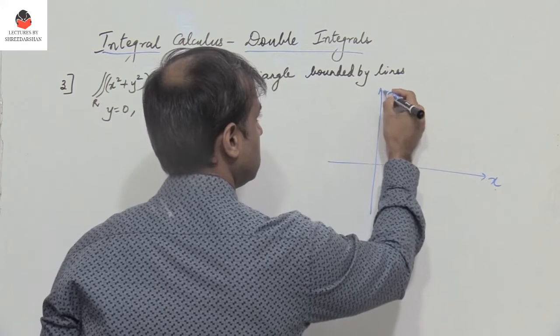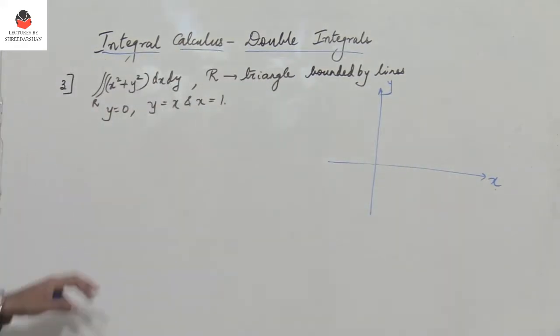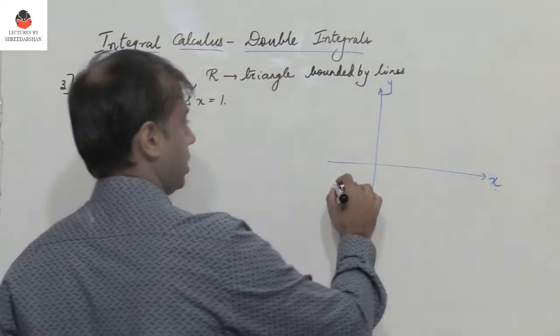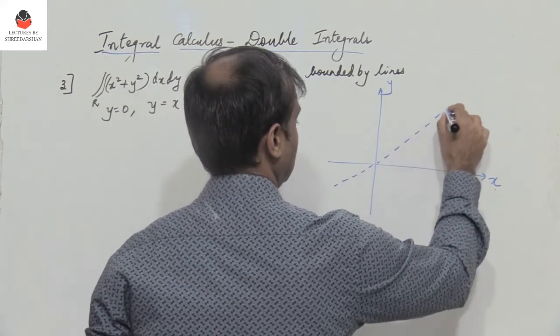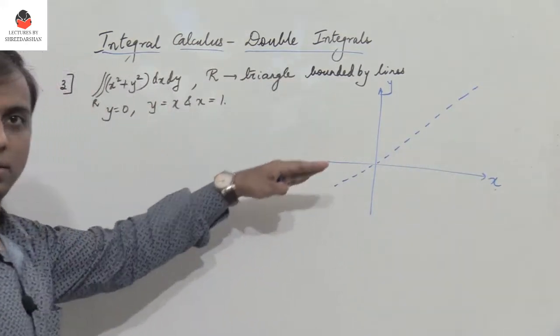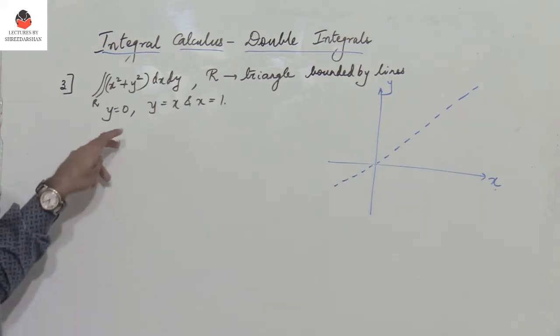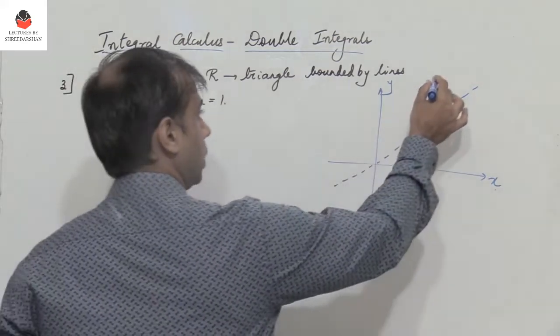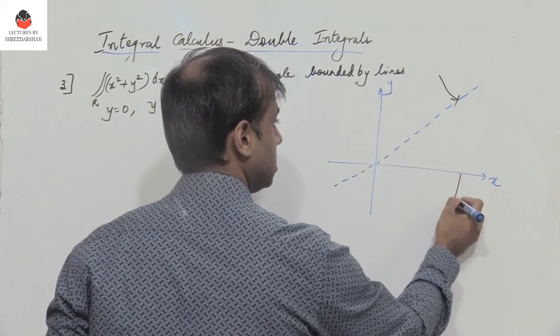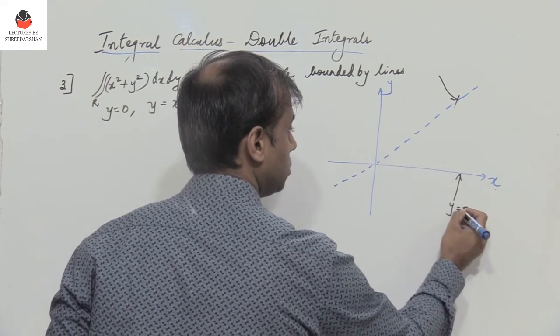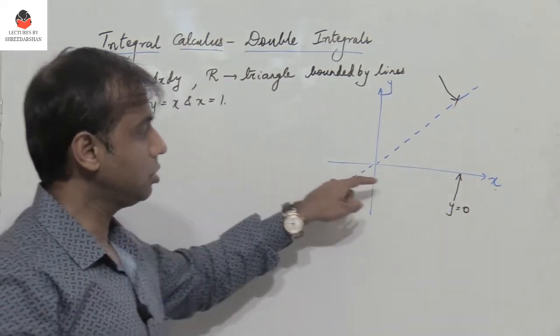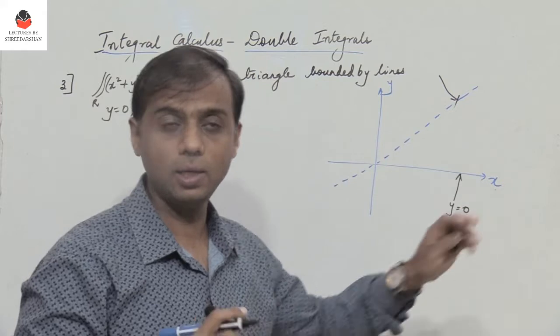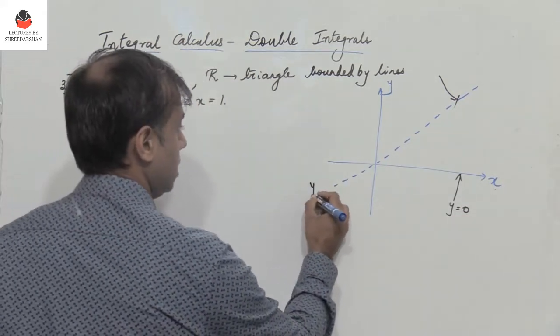So this is the x-axis and y-axis. Y equals x is this line, a line which is inclined at an angle of 45 degrees, and then y equal to 0. Y equal to 0 is nothing but the x-axis. So this is one line of the triangle. This is the other line. So this is the y equal to 0 line, because all the points of the x-axis will have the y value 0. And this is y equal to x.